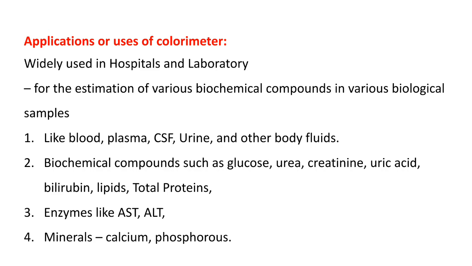So, coming to the applications or uses of the colorimeter. These colorimeters are widely used in hospitals and laboratories for the estimation of various biochemical compounds in biological samples, like blood, plasma, CSF, urine and other body fluids. The biochemical compounds such as glucose, urea, creatinine, uric acid, bilirubin, lipids, total proteins, enzymes like AST, ALT and LDH, and minerals like calcium and phosphorus can be analyzed by this colorimeter.